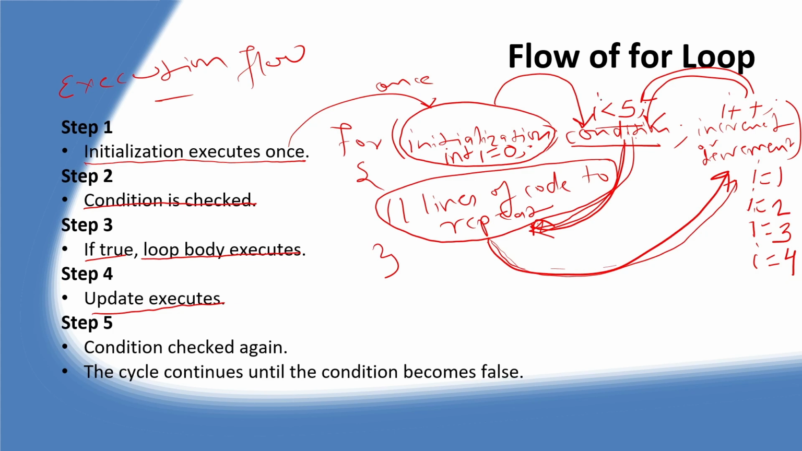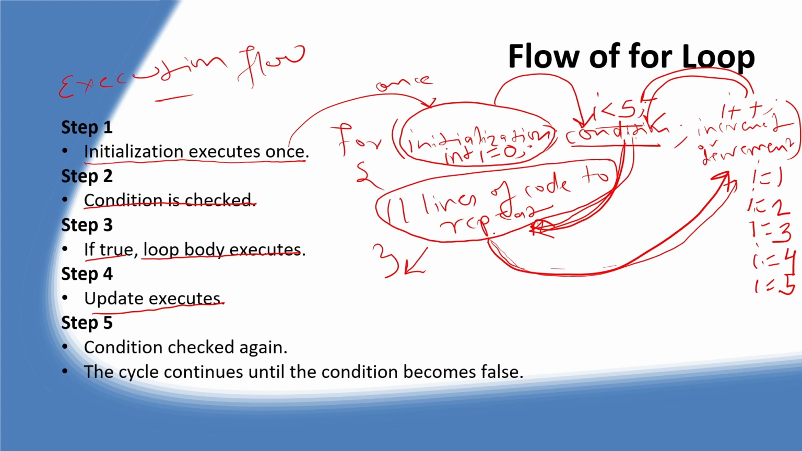Then again it will check the condition whether 4 is less than 5. Yes, 4 is less than 5. Then again it will execute the body. Then after execution of body again it will go to increment and it will increase the value of I to 5. After increment again it will go to check the condition, that is 5 less than 5. Is condition true? No, condition is false. So when condition is false, it will come out of the loop here.